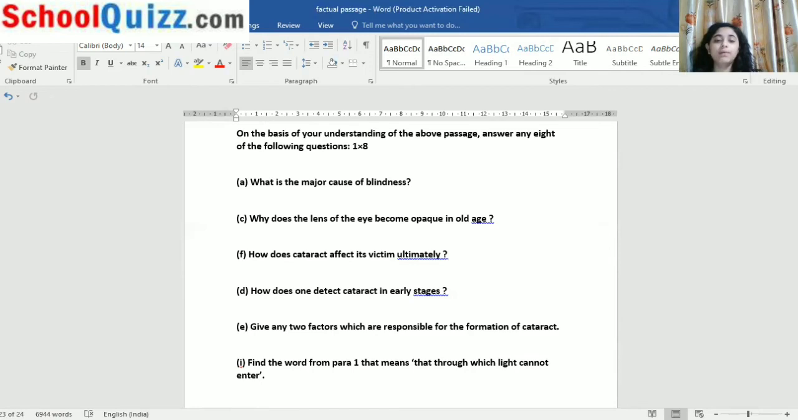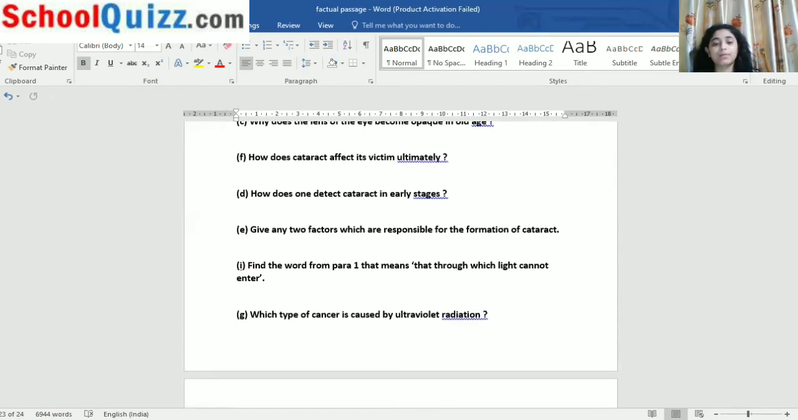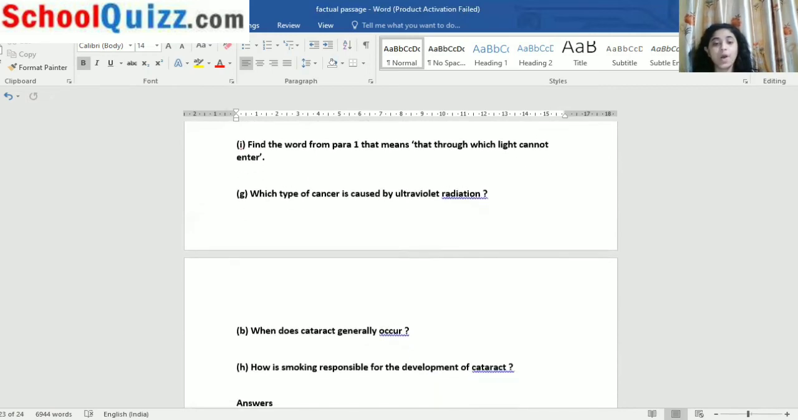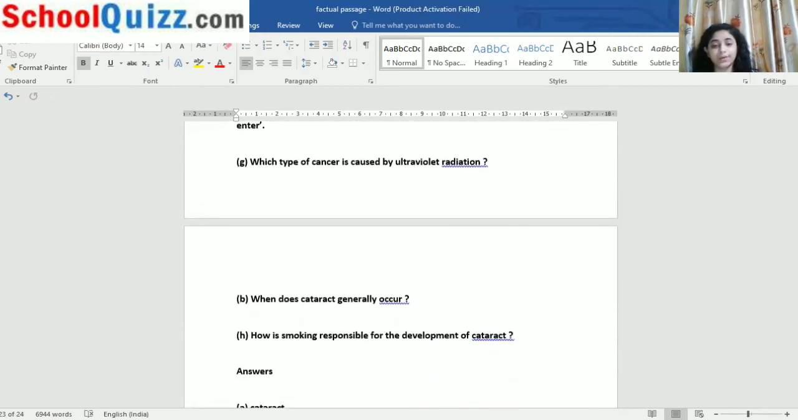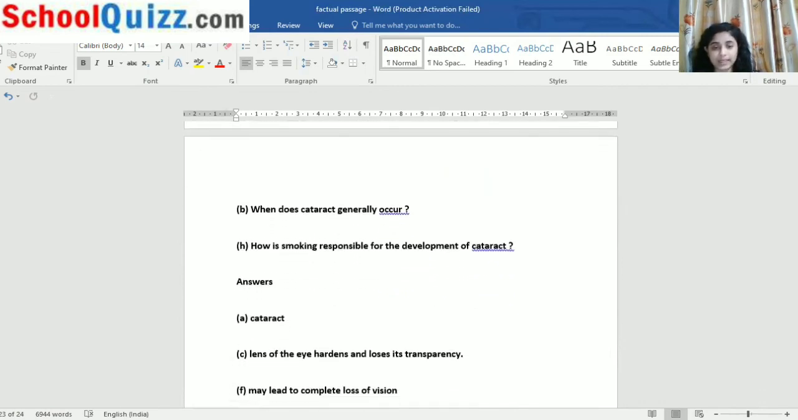Why does the lens of the eye become opaque in old age? How does cataract affect its victim ultimately? How does one detect cataract in early stages? Give two factors which are responsible for the formation of cataract. Find one word that means through which light cannot enter. Which type of cancer is usually caused by ultraviolet radiation? When does cataract generally occur? How is smoking responsible for the development of cataract?